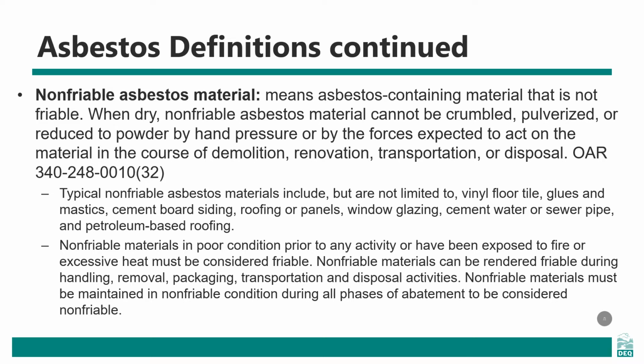Non-friable materials in poor condition prior to any activity or that have been exposed to fire or excessive heat must be considered friable. Non-friable materials can be rendered friable during handling, removal, packaging, transportation, and disposal activities. Non-friable materials must be maintained in non-friable condition during all phases of abatement to be considered non-friable. If the material is rendered friable, work must stop, and an asbestos abatement contractor must complete the abatement according to the friable rules.